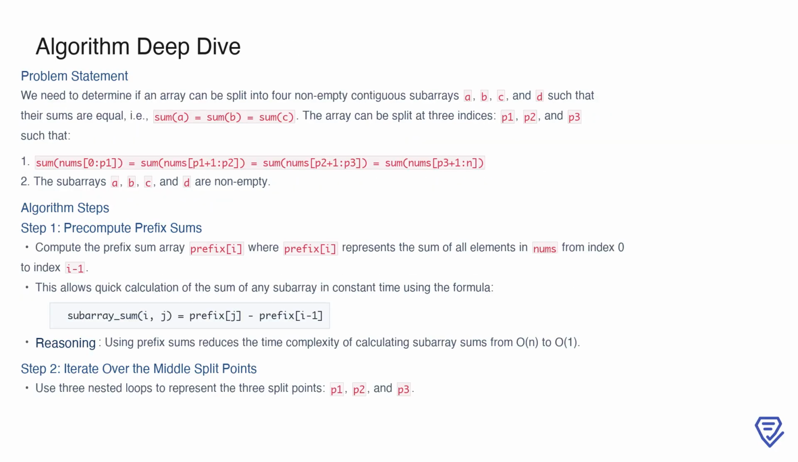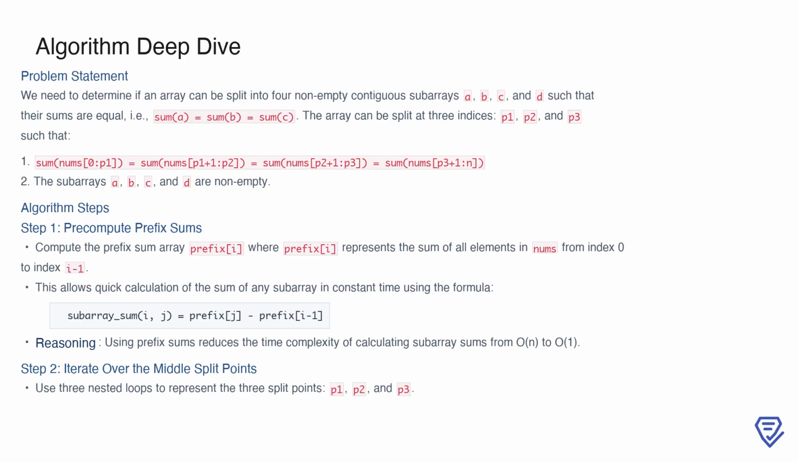In this problem, we are tasked with determining whether an array can be split into 4 non-empty contiguous subarrays, labeled as A, B, C, and D, such that the sums of these subarrays are equal. To achieve this, we need to identify 3 split points within the array, P1, P2, and P3, which divide the array into these subarrays. The requirement is that the sum of the elements in each subarray must be the same. For example, sum(nums[0..P1]) should equal sum(nums[P1+1..P2]), which should also equal sum(nums[P2+1..P3]), and sum(nums[P3+1..n]). Additionally, all subarrays must contain at least one element, ensuring they are non-empty.